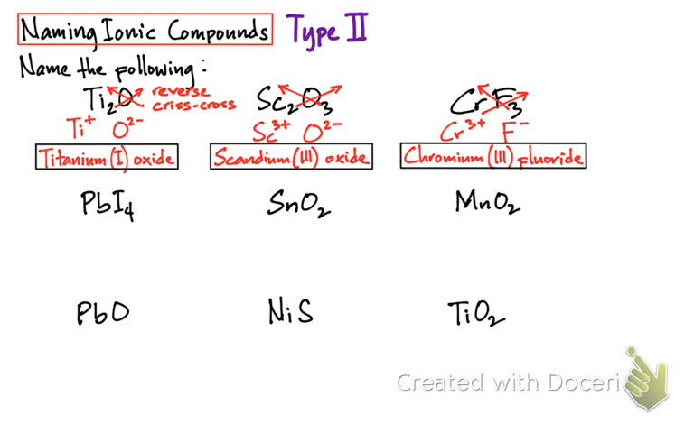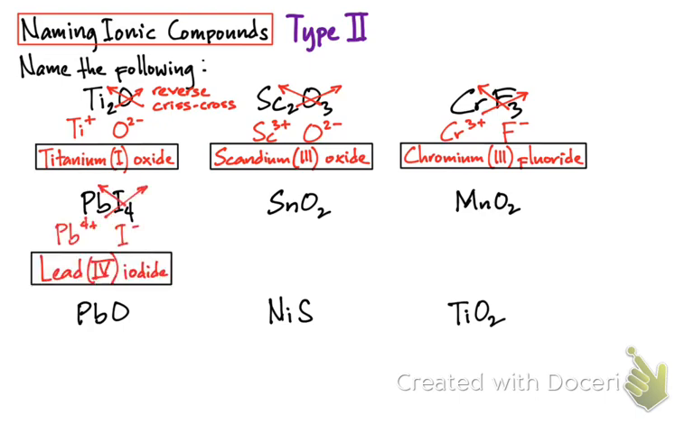PbI4 would be lead 4 iodide. SnO2 is a little bit tricky here because when you reverse the crisscross, you don't get the correct charge for the oxygen, right? The oxygen or oxide ion should have a negative 2 charge. So when that happens, you can multiply the charge by 2 for the anion and the cation. So it would be negative 2 for oxygen and then the positive 4 for the tin ion. And so now we have tin 4 oxide.